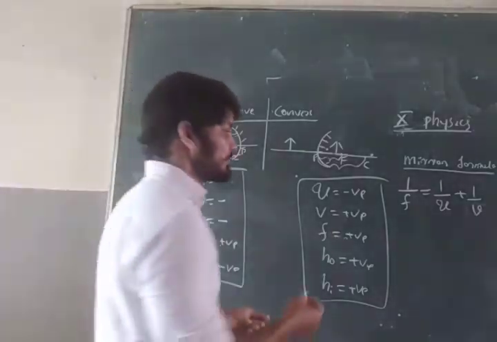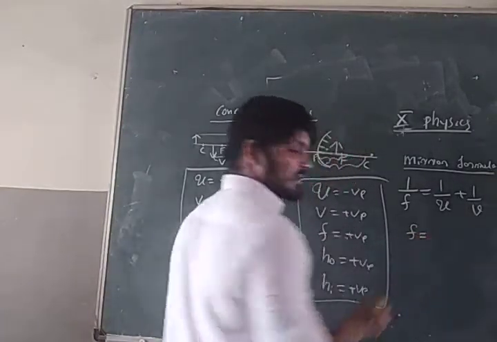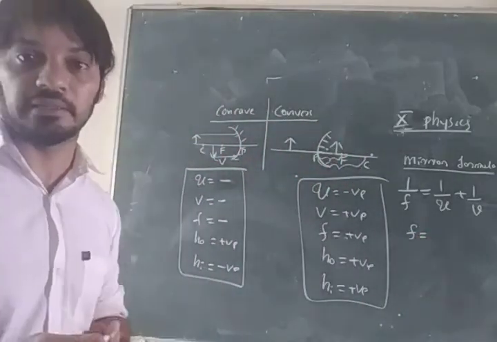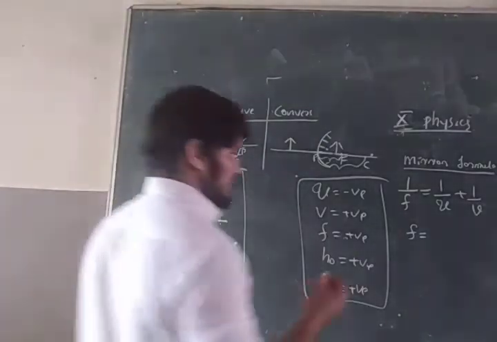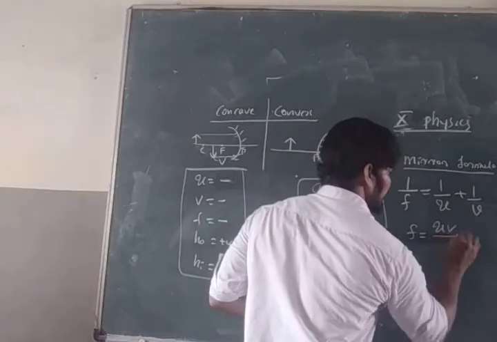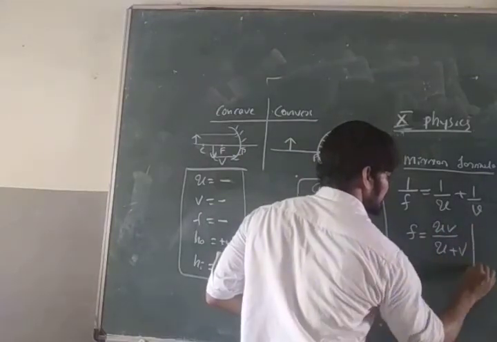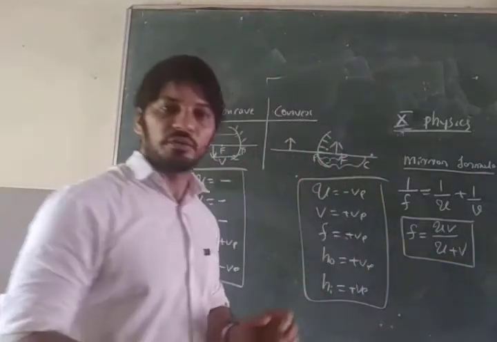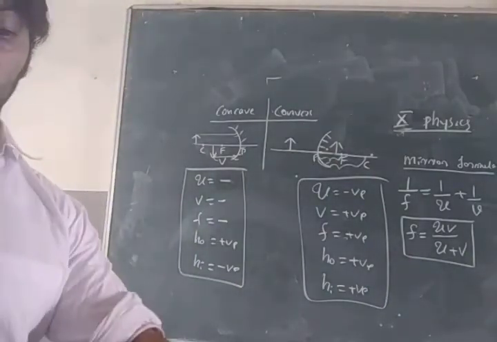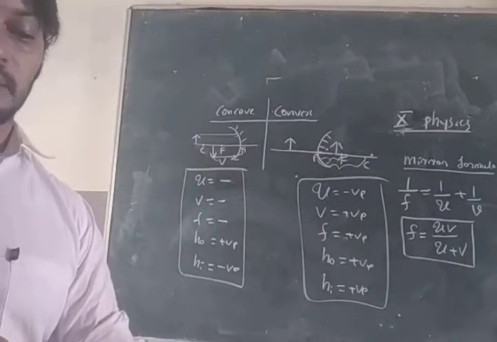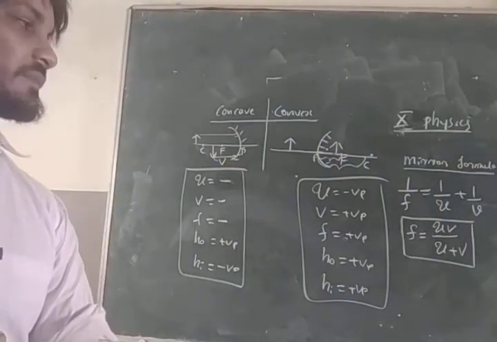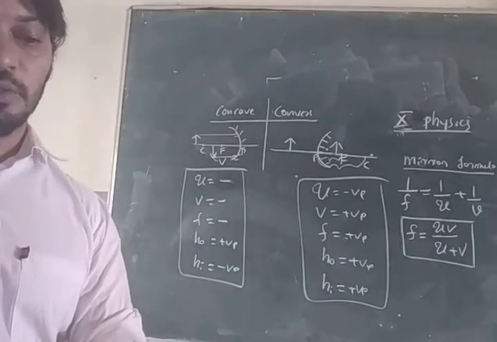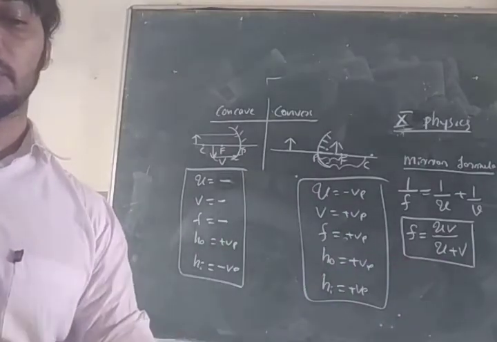Next, F means focal length. How to find the focal length? One equation is there: UV by U plus V. This is the focal length finding formula. Are you listening now? The focal length formula is F is equal to UV by U plus V.